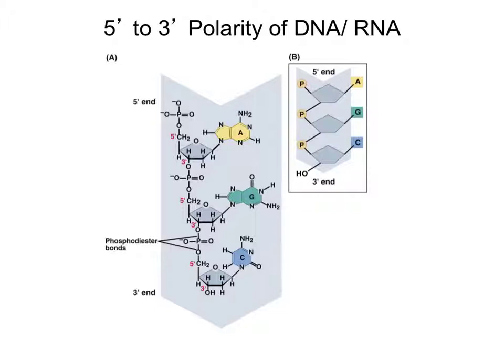There is a polarity to DNA, so you have the 5' end, which is the free phosphate, and then the 3' end, which is the free hydroxyl. And so the polarity goes from 5' to 3', where you have the phosphodiester bond on one side and then your bases showing on the other side.